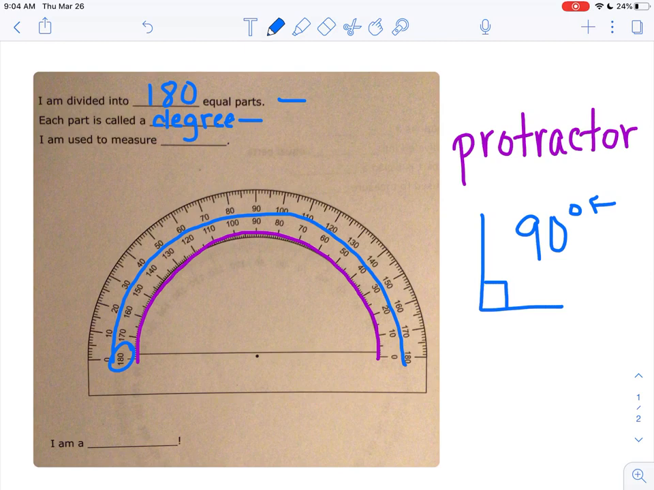And then it says, I am used to measure what? Here's question 3. I am used to measure, well, what are we going to use? What are we going to measure with our protractor? That's right, we're going to measure angles. And then finally, what do we call this tool? Great job, fourth graders. It's a protractor.